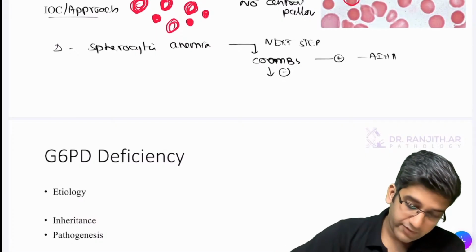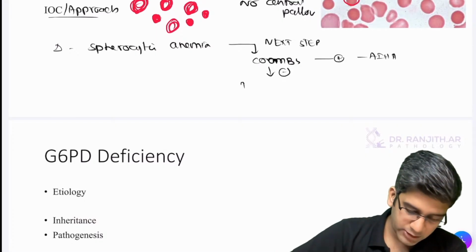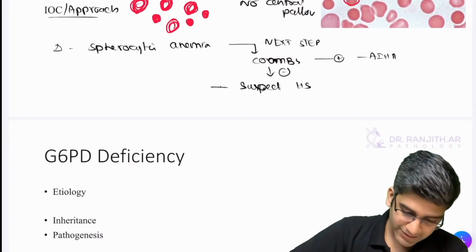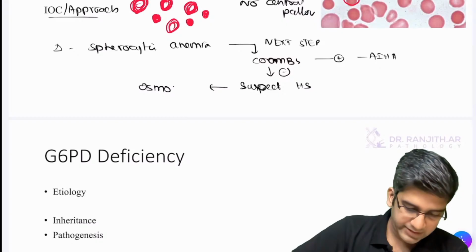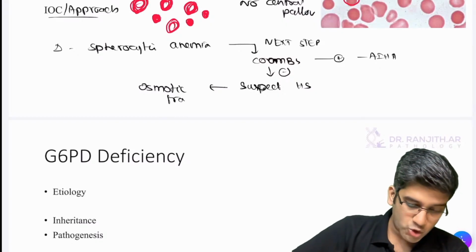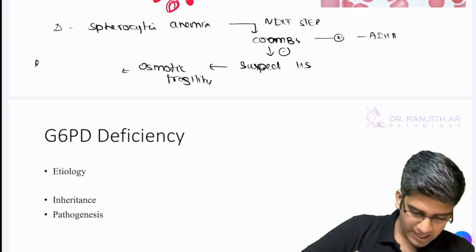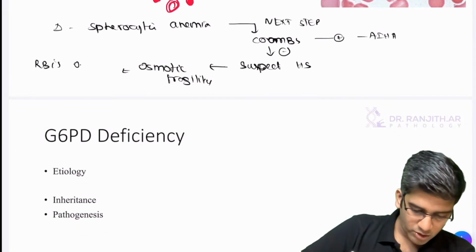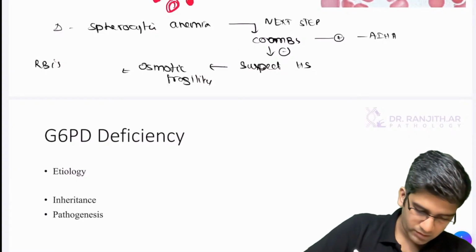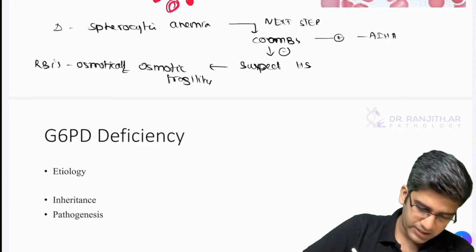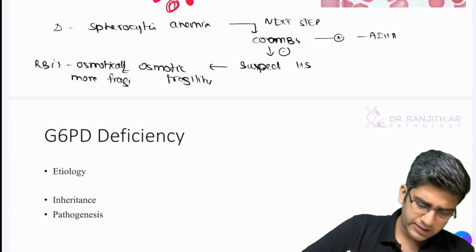Okay, if Coombs is negative, then yes, I would suspect hereditary spherocytosis. Here, yes, the osmotic fragility test plays a role, but it is not the investigation of choice. What you'll have in osmotic fragility is that the RBCs will be more fragile; they are osmotically more fragile than a normal person's RBCs. Or the spherocytes are osmotically more fragile.